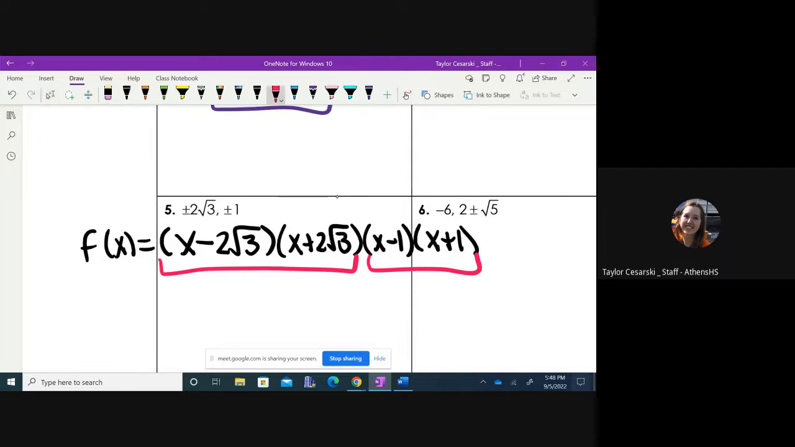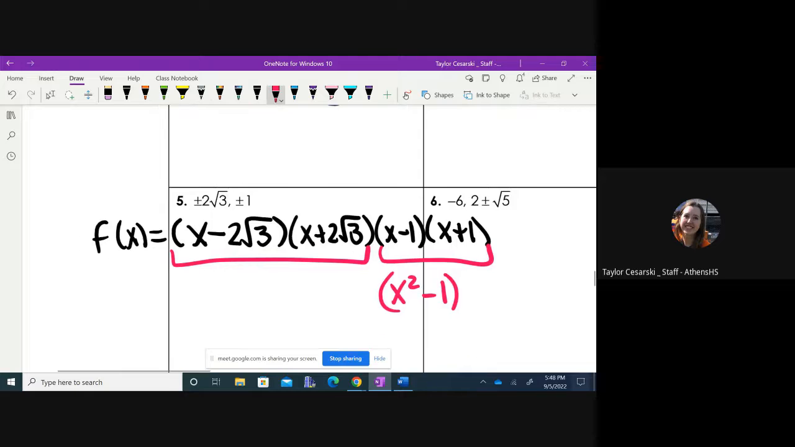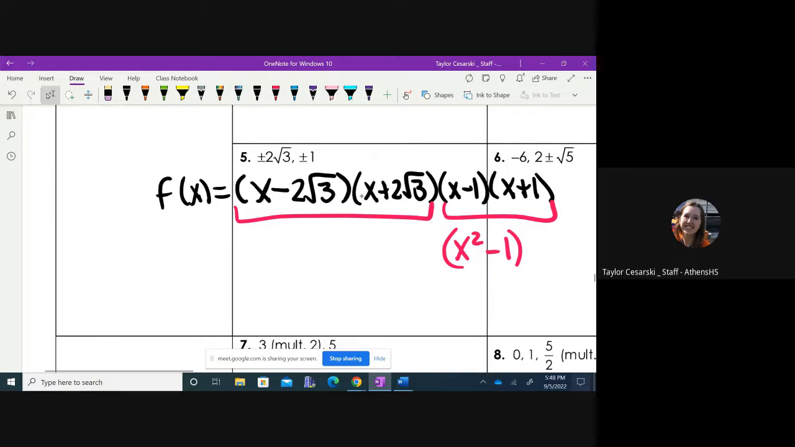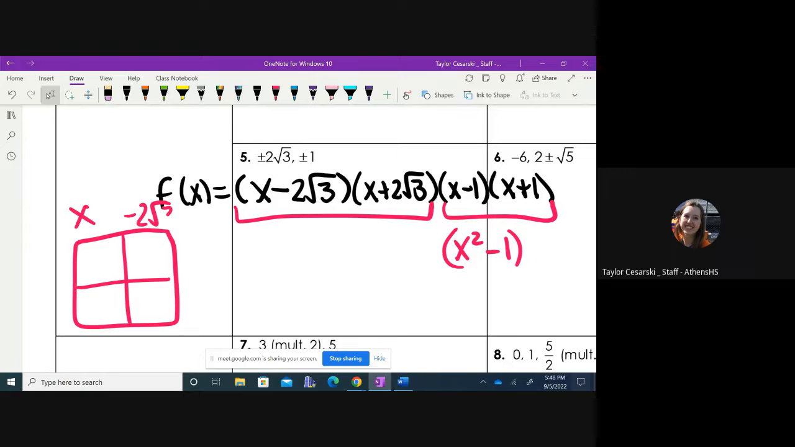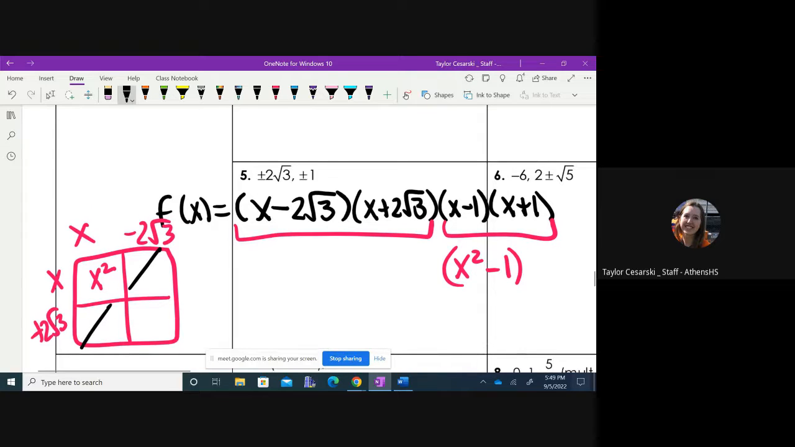So I'm going to go ahead and do the last two. That would be x squared minus 1 because that middle term would cancel out. That's a difference of squares. And then for this one, I'm going to do a box over here. Okay, so we have x minus 2 square root 3, x plus 2 square root 3. So x squared, now these middle terms again will cancel out, would be positive 2 square root 3x and negative 2 square root 3x. And then we have to multiply them.